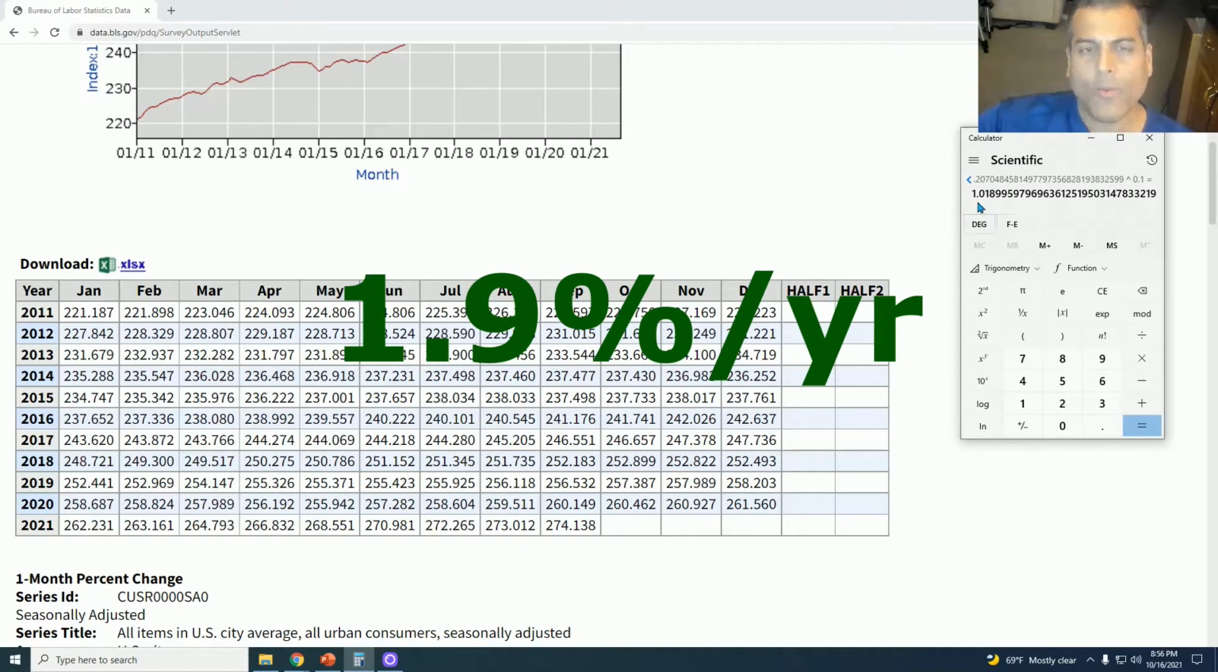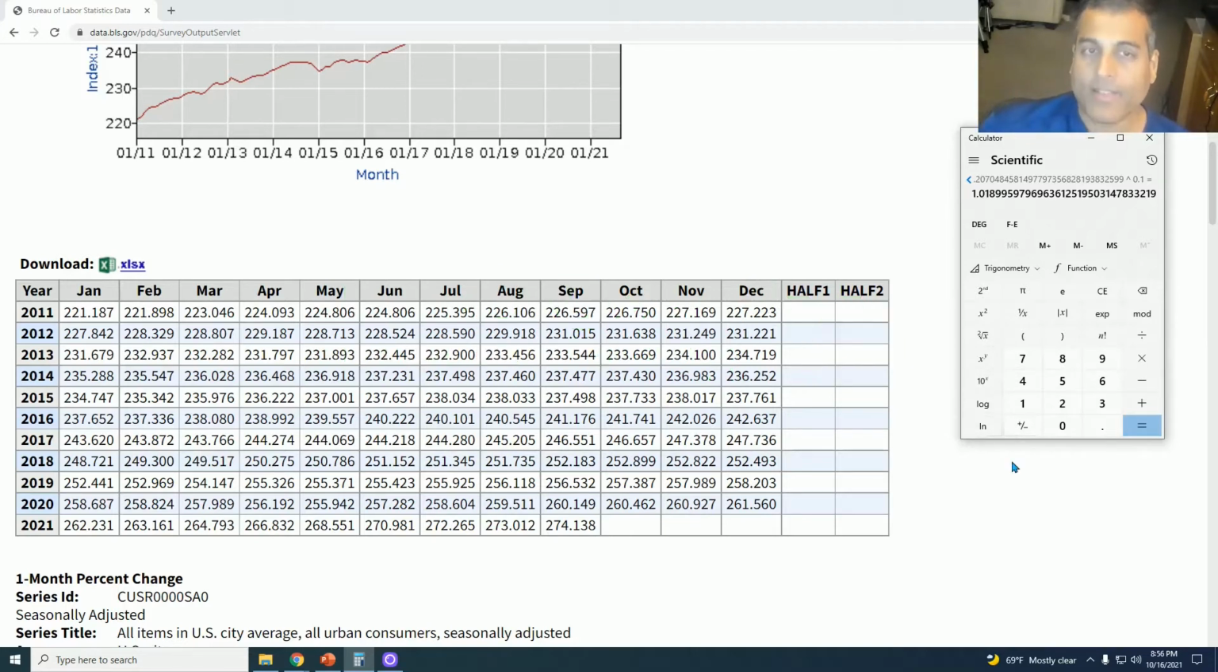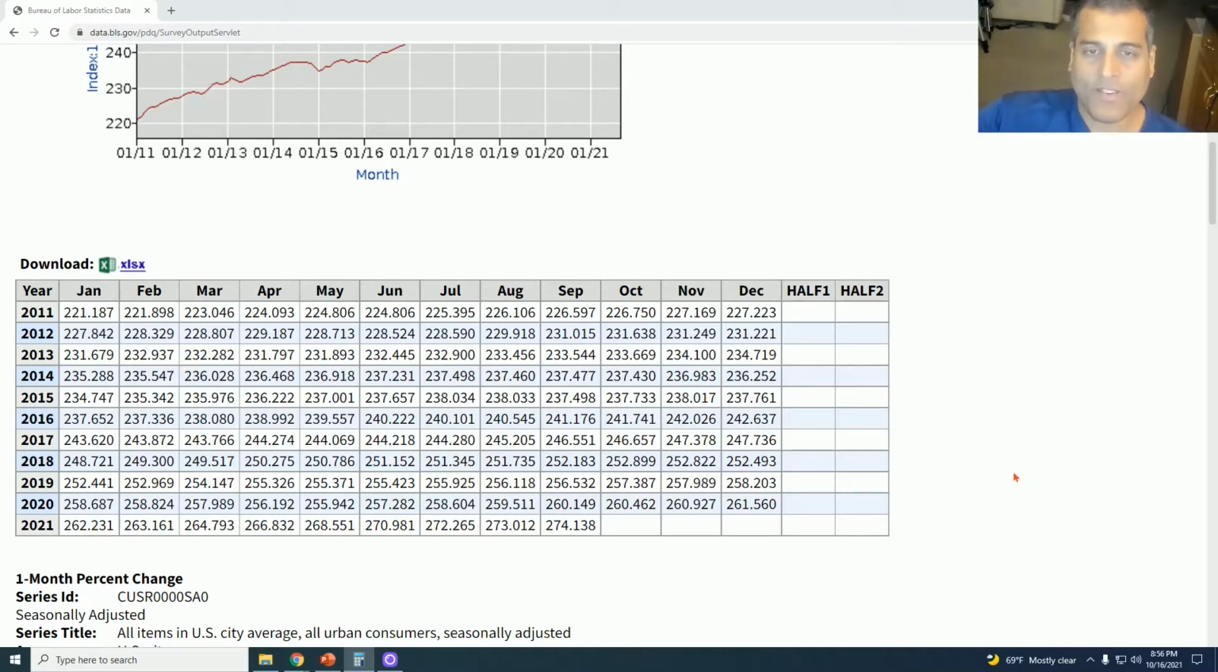1.9% a year, 1.01899, or 1.9% a year, is the average CPI increase rate over the last 10 years. This does not exclude food and energy. It does include food and energy costs. So 1.9% a year. That is in fact slightly below the band of optimal inflation, which is 2 to 3% a year.